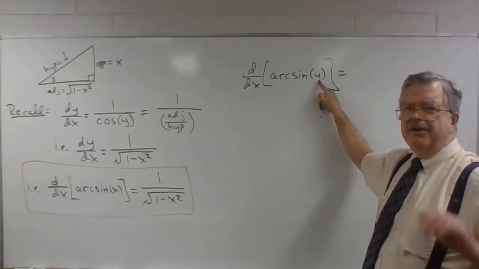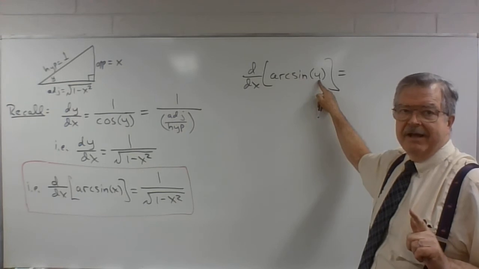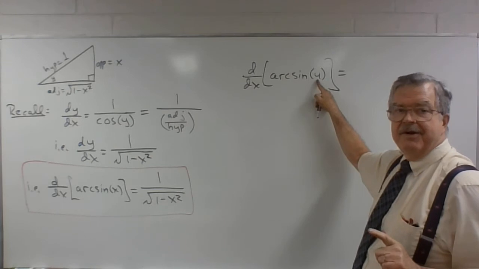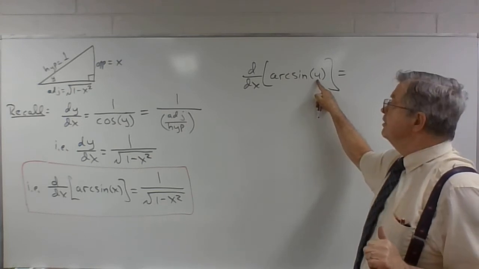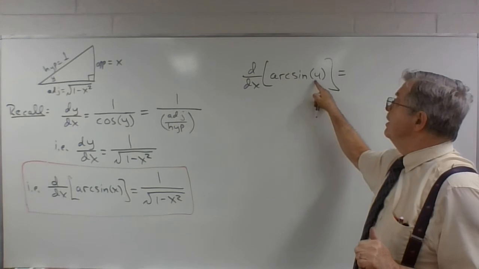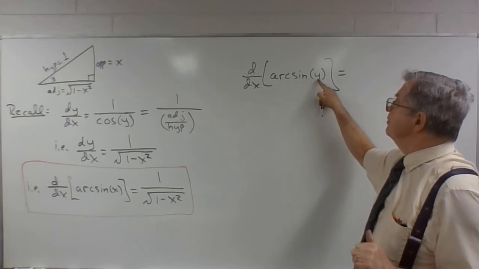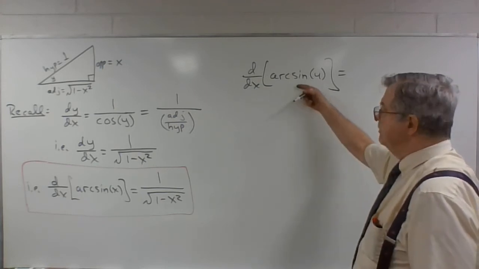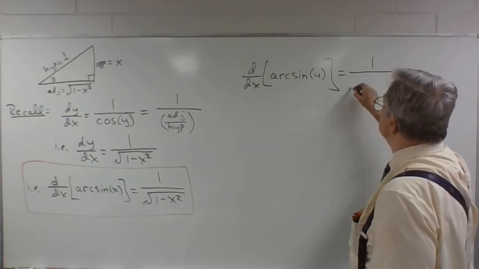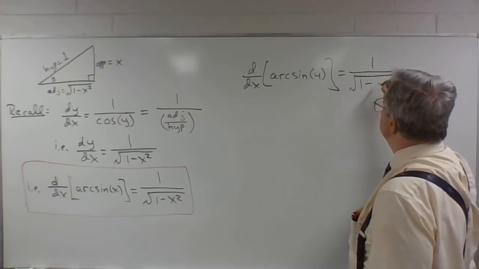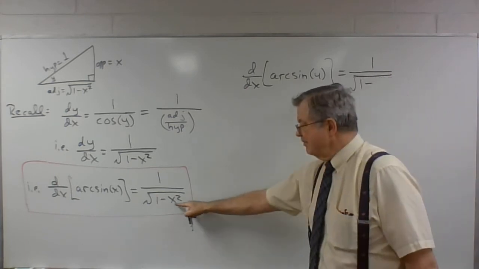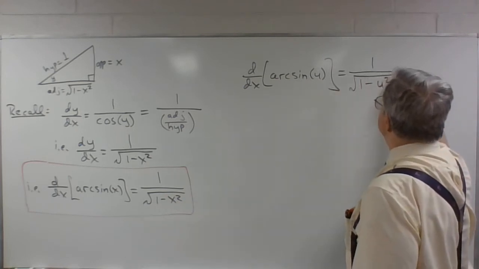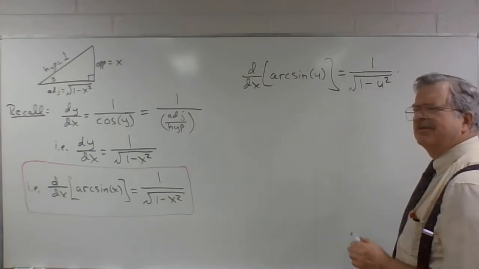Let's suppose that u is some function of x. So we have inverse sine evaluated at a function of x. That means that this is a composite function. Here's the outer function, here's the inner function. The chain rule says we get the derivative of the outer function, 1 over square root of 1 minus the inner, times the derivative. I'll tell you what, I'll do this a little bit better.